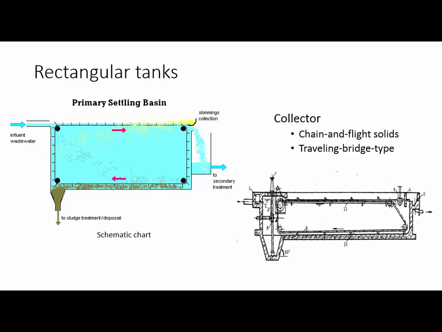This one will go to the surface of the wastewater and collect the suspended solids, and goes down and collects the sludge and moves the sludge to the hopper.